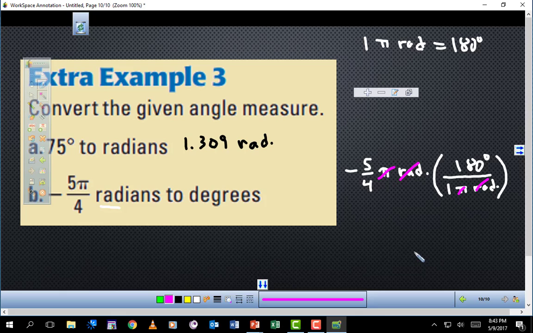Isn't that cool? And so now all we need to do is take this 5/4 and multiply it by 180. So this becomes negative 5 times 180 divided by 4. Just do that in your calculator. So 5 times 180 divided by 4. That would be equal to negative 225 degrees. Does that sort of make sense?